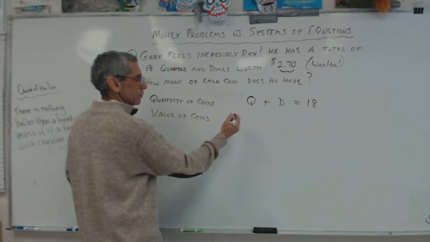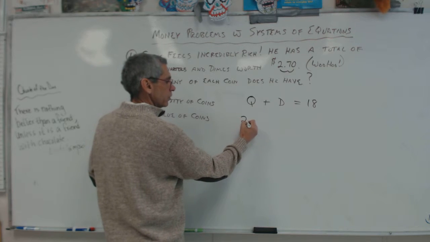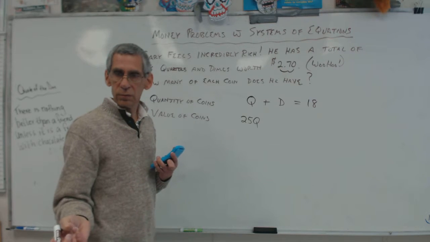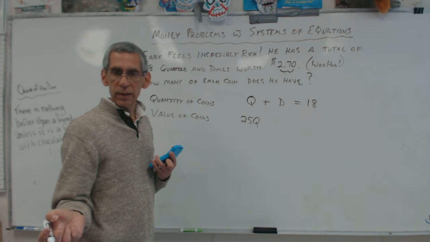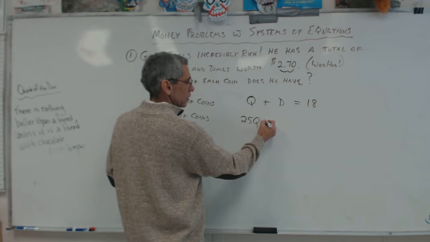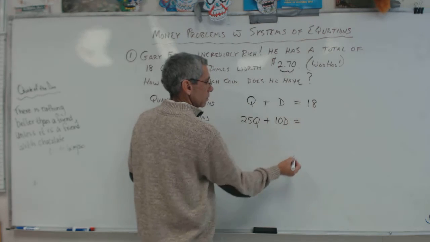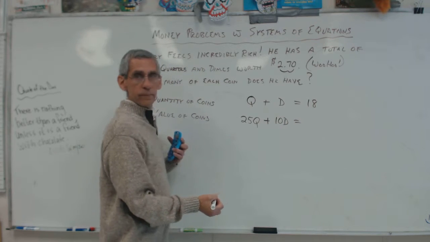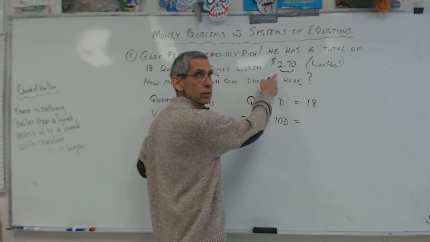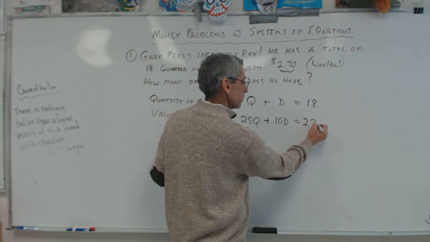It is the value of coins, so it's 25Q plus 10D. Where are your notes? We should be taking notes. 25Q plus 10D, and then it equals 270. You've got to write it as cents. Yes, 270. Good.